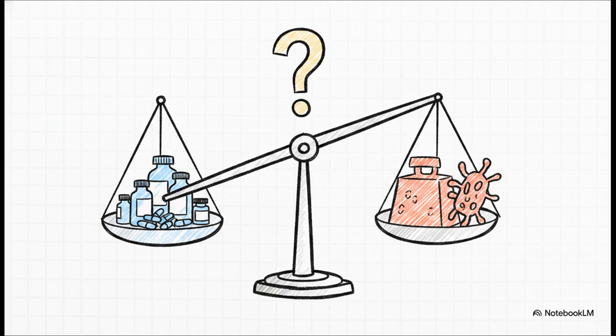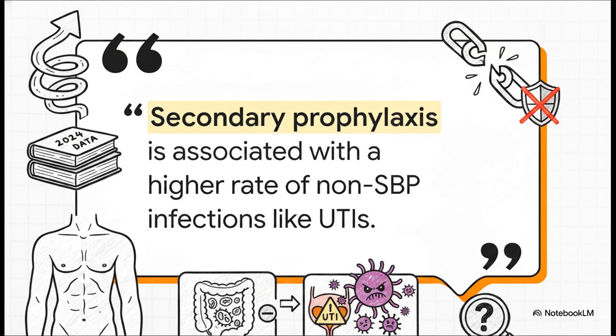Does indefinite secondary prophylaxis actually carry too high a cost? Medicine is literally always evolving, right? We have this cutting-edge 2024 cohort data from Sylvie and colleagues that specifically questions whether secondary SBP prophylaxis genuinely reduces recurrence as reliably as we always just assumed it did. Furthermore, the data actually shows it's associated with a higher rate of non-SBP infections, particularly UTIs, likely because we're continuously disrupting normal gut flora. This exposes the real-world trade-offs of indefinite antibiotics, reminding us we need to periodically reassess our patients rather than just blindly treating prophylaxis as a permanent, unquestioned default.